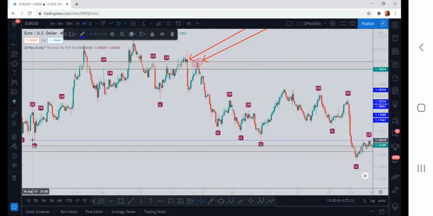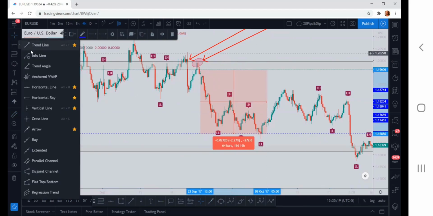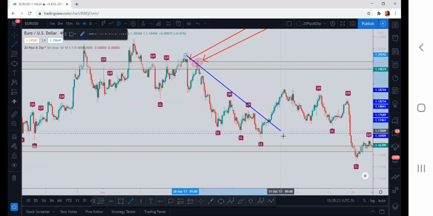Even if you were to move it down to the wick, or in the middle of the wick, if you put it at the body, it is perfect. You literally would have had such a smooth trade. Such a smooth trade, 272 pips. This is like a swing trade move. Such a smooth trade, guys.